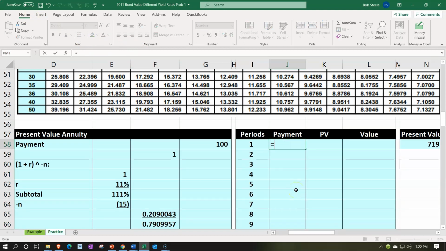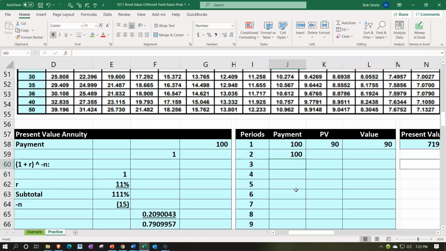Payment is going to be the $100, and now we'll do present value of 1 all the way down. Negative PV, shift 9, rate 11%, comma, number of periods, just 1 period out this time, comma, comma, future value 100. So there we have it. I'm not going to add the pennies this time. We'll make this nice and rounded. And then we'll do it again.